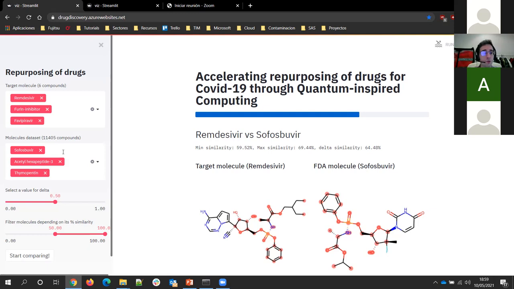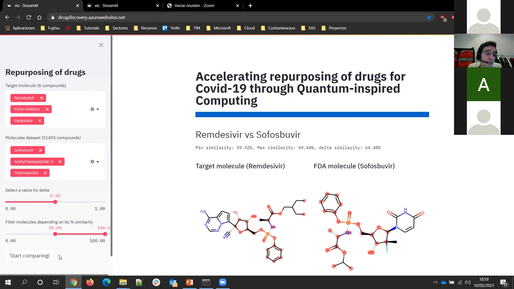So in this case, I selected the sofosbuvir, the acetyl hexapeptide 3 and the thymopentin here. We can play with the delta value in order to see the results of similarity and filter the molecules depending on the percentage of the similarity. So in this case, we won't see results that are under 50% of similarity, okay?